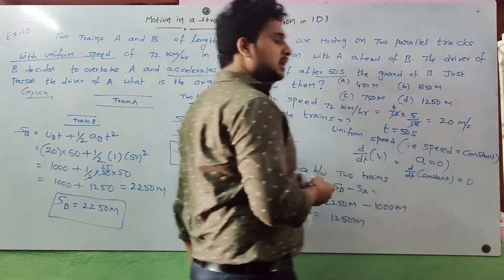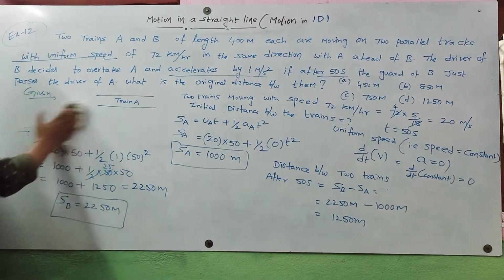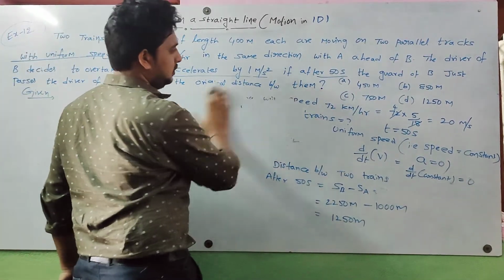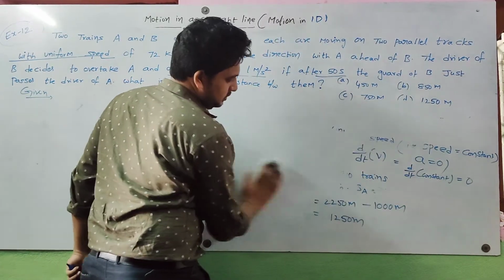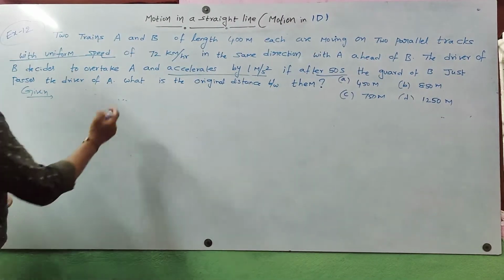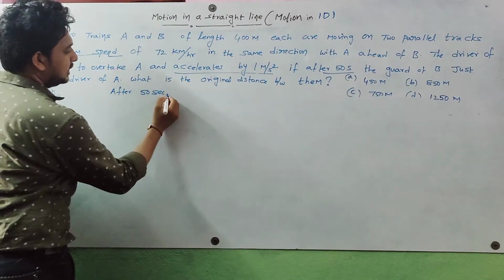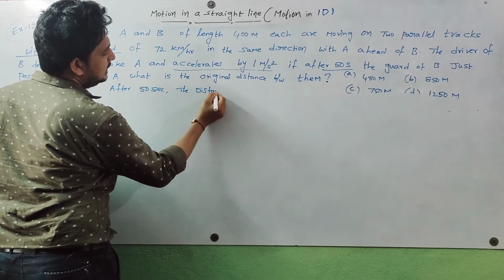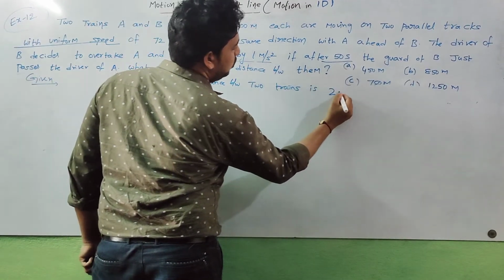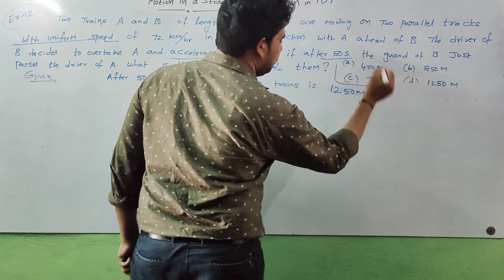I need some space here. After 50 seconds, the distance between the two trains is 2250 minus 1000. What did we get now? 1250 meters.